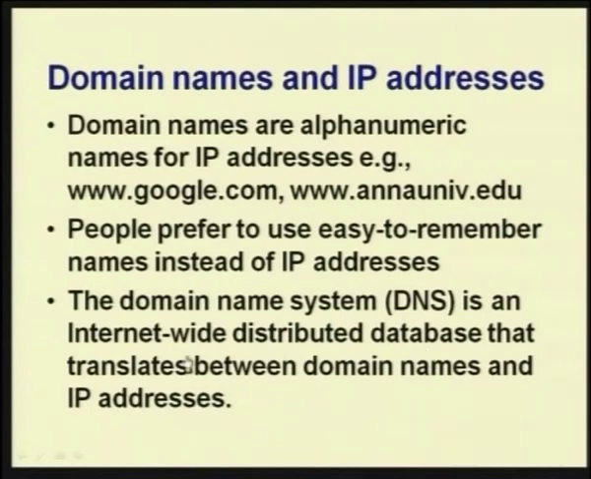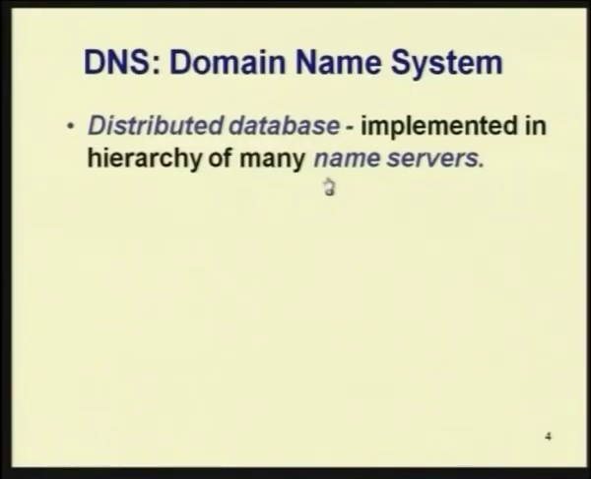The way this domain name system is designed is in terms of an internet-wide distributed database. So that is what we need to understand, how this distributed database system is implemented, so that we are able to do this translation between domain names and IP addresses in a proper manner. So I said distributed database. What do we mean by this distributed database? What we are talking about here is that this entire domain name system is implemented in a hierarchy of many name servers. So we have many name servers which are located around the globe, and this domain name system is implemented as a distributed database on these name servers.